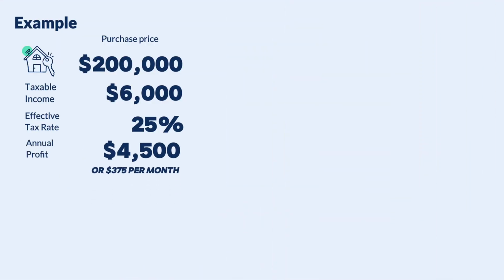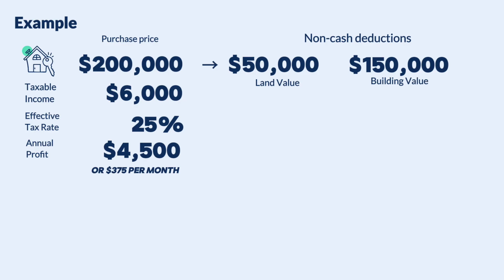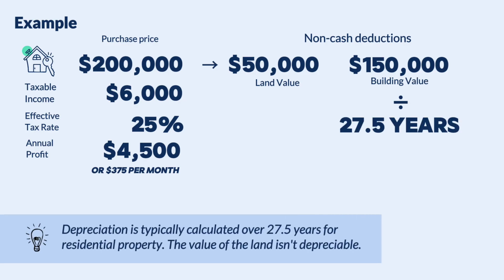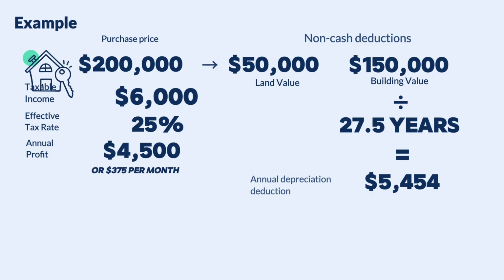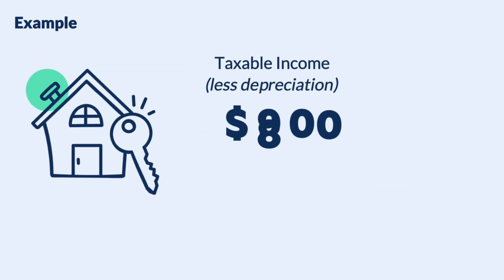But real estate gives you non-cash deductions that reduce what you're taxed on. Take depreciation. If the building is worth $150,000 and you depreciate it over 27.5 years, that's about $5,500 a year. Now your taxable income drops from $6,000 to $546, and that's great. So if you're tracking it accurately, you can use that.